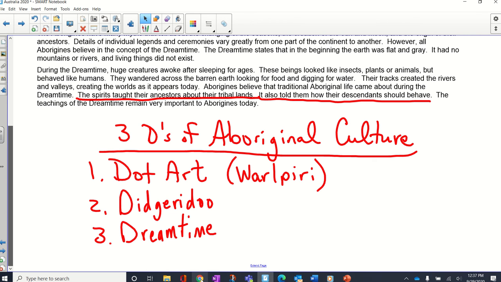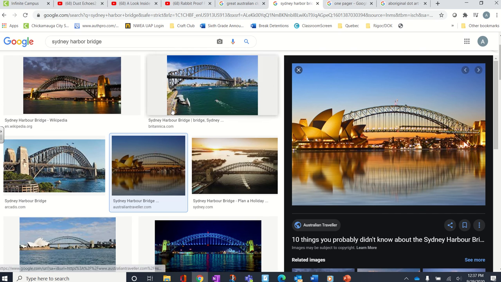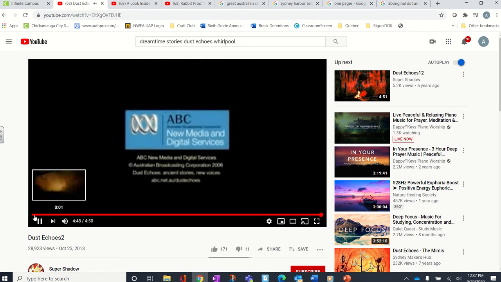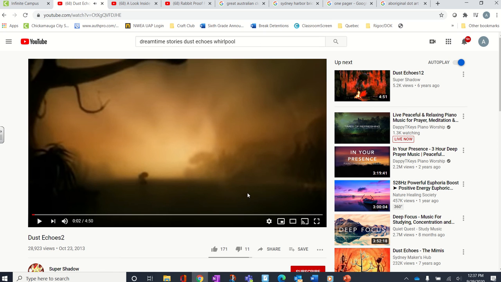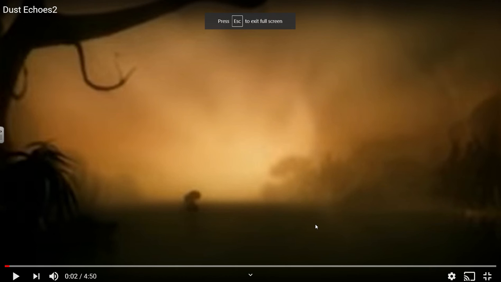This is called Whirlpool. It's a Dreamtime story. And there's no words. That's why I did a little bit of narrating before we started, so that you have a little bit of understanding of what's going on. They look odd. They don't look like people.